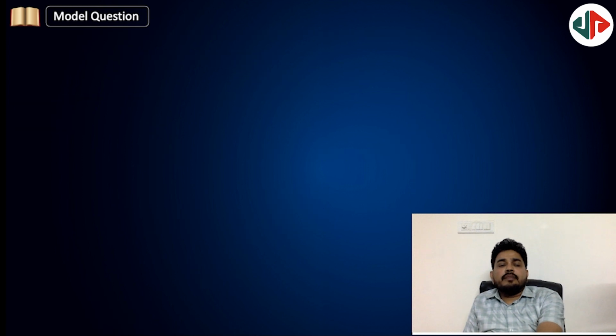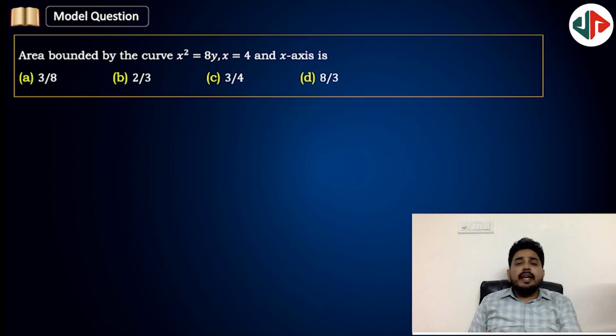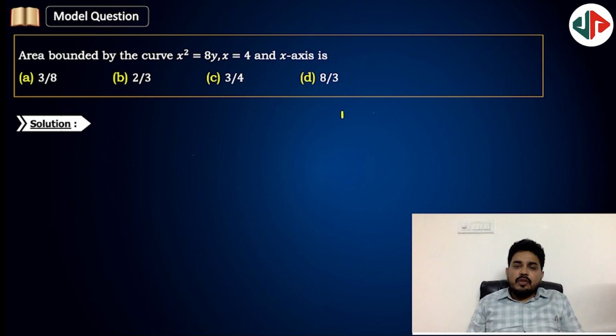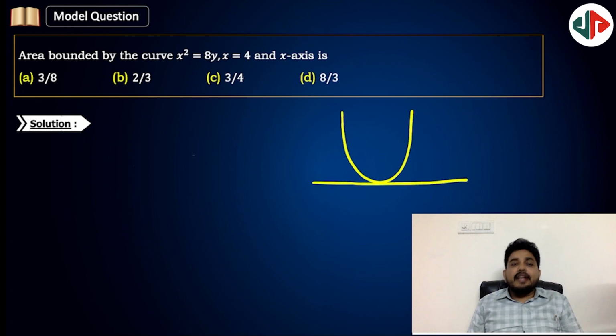Next question. Area bounded by the curve x square is equal to 8y. This curve will be like this. X is equal to 4 and x-axis. So x is equal to 4, y is equal to 2. This is 4 comma 2. So area bounded by this means I need this area.